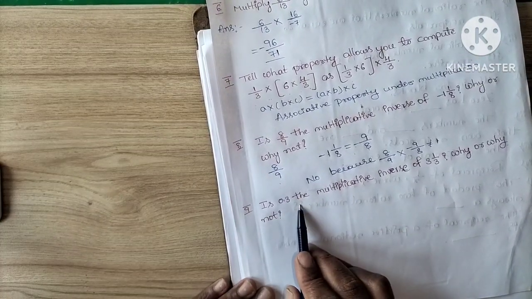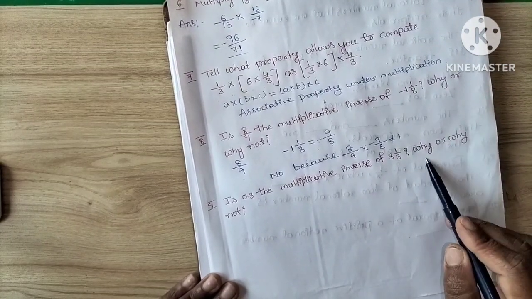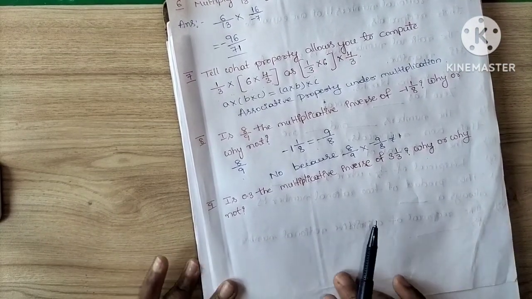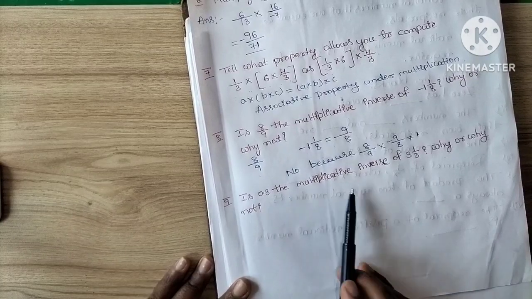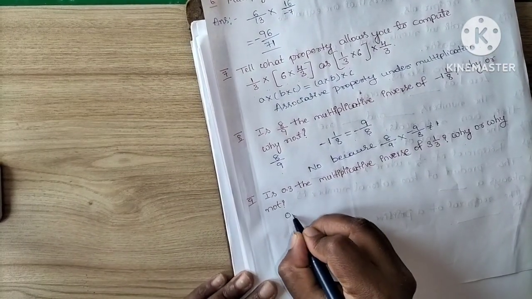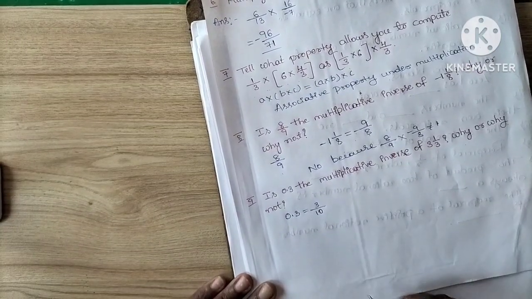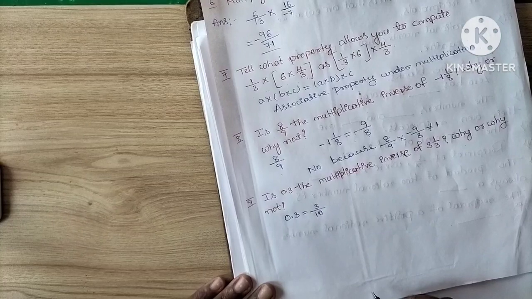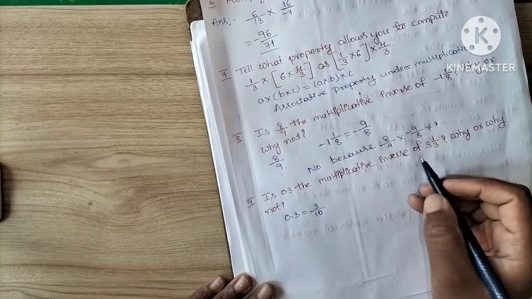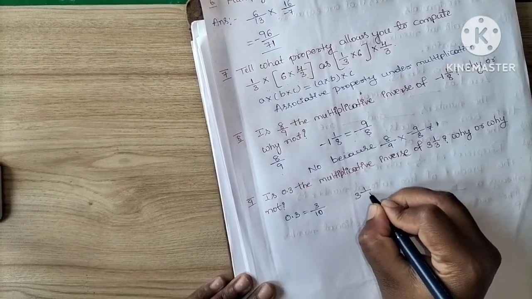Is 0.3 the multiplicative inverse of 3 1/3? Why or why not? Let us find out. 0.3 we can write as the fraction 3/10. Next, the other number is 3 1/3.